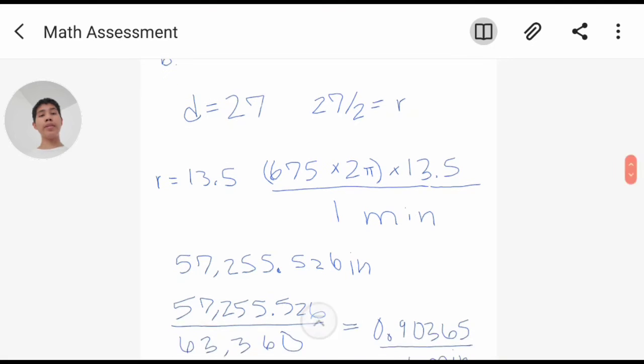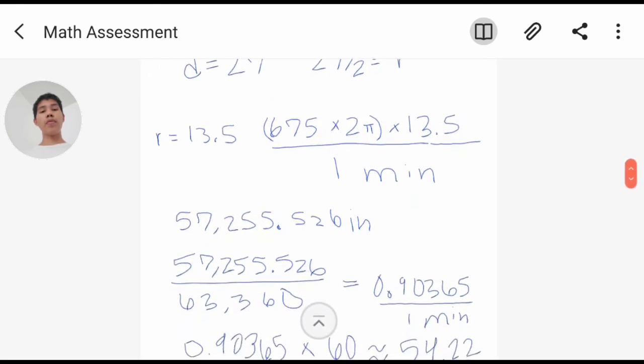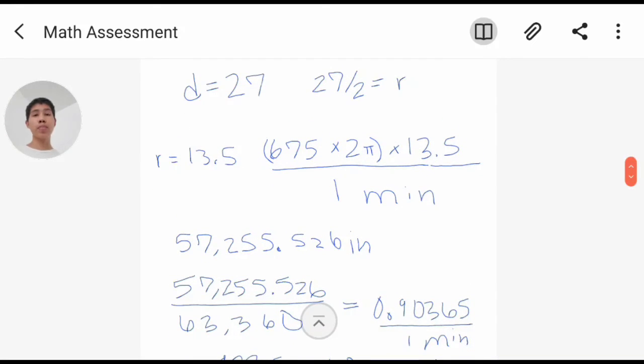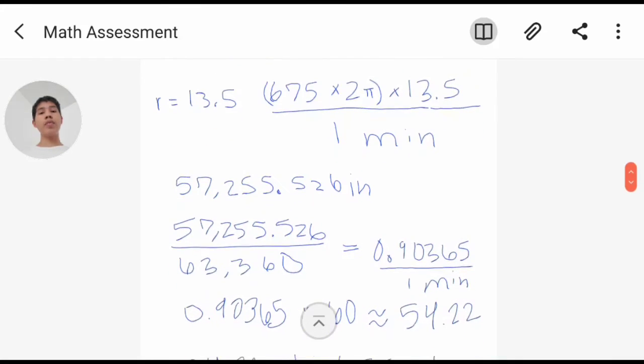The diameter means from one side to the other side of the circle, which is like the total space between those two. Now, what we want to do for the radius is cut it in half, because the radius starts from the center of the circle and ends at the edge of the circle. So logically speaking, we could split that to get our radius, and that's exactly what we did here. We got 13.5 as our radius.